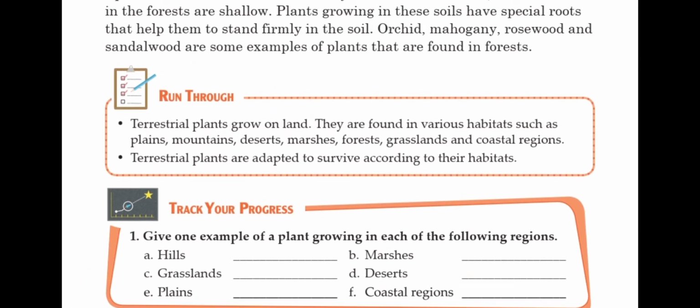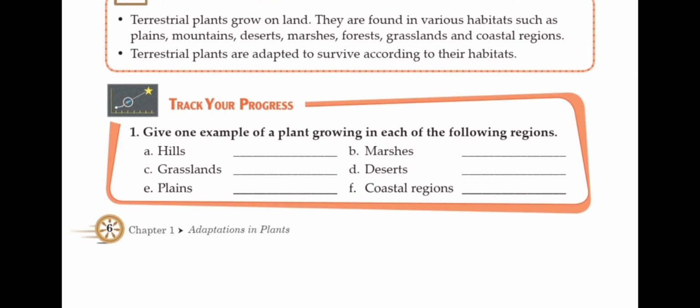Run through. Terrestrial plants grow on land. They are found in various habitats such as plains, mountains, deserts, marshes, forests, grasslands and coastal regions. Terrestrial plants are adapted to survive according to their habitat. Track your progress. Give one example of a plant growing in each of the following regions.